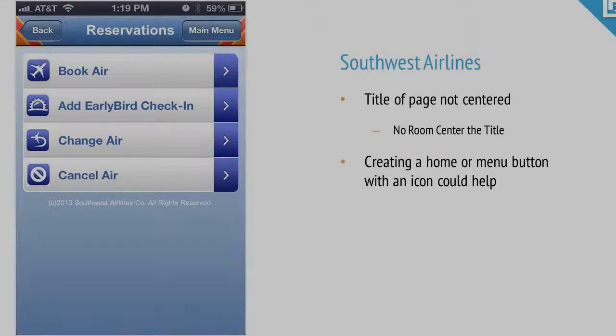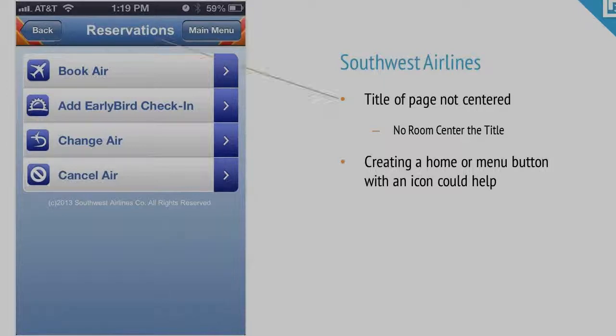So creating a home icon or menu button would just really make room to center the reservations title at the top of the page. And they do this throughout the different sections of the app. The title is never centered, and it would just make such a much better look and feel if it was.